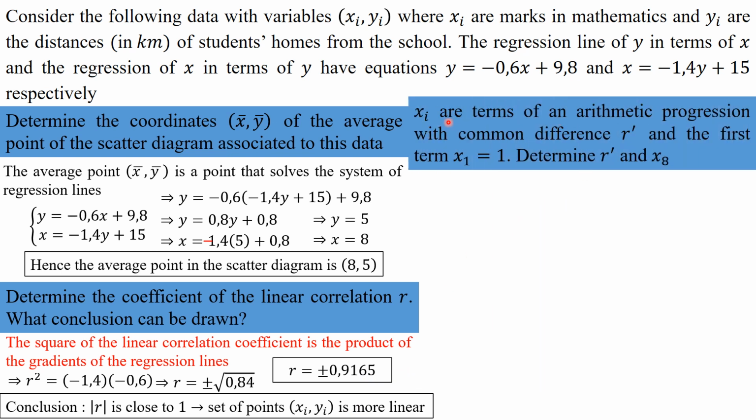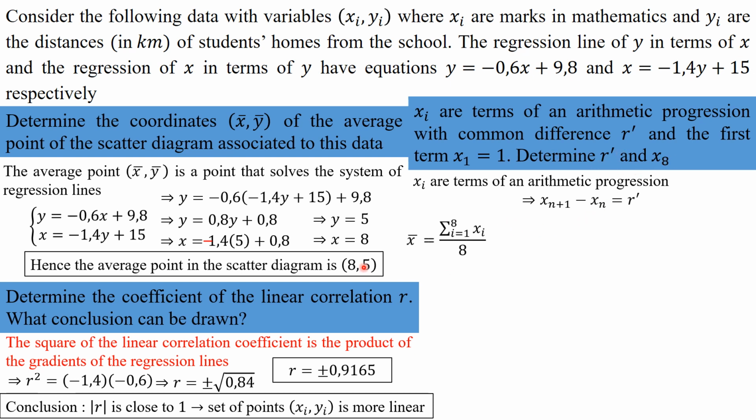Alright, next, xi are the terms of an arithmetic progression with common difference r prime and first term x1 equal to 1. Determine r prime and x8. So xi are the terms of an arithmetic progression. It means that x of n plus 1 minus x of n is equal to r prime. That's the definition of an arithmetic progression. The difference between any two consecutive terms is a constant. That constant is called the common difference, and in this case it is r prime. Now we have the first term, which is 1. Now we have to determine r prime and x8.